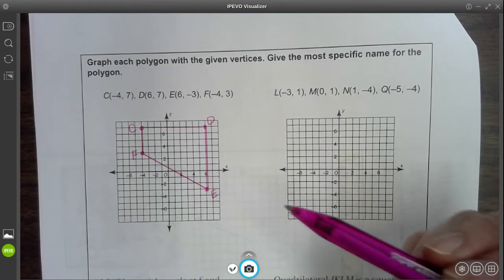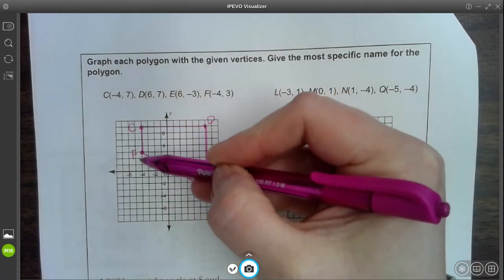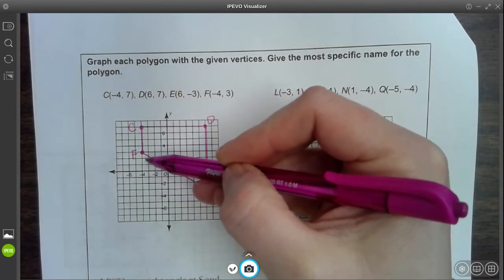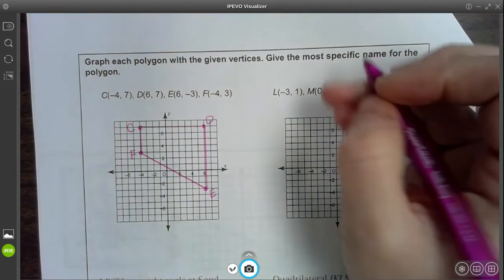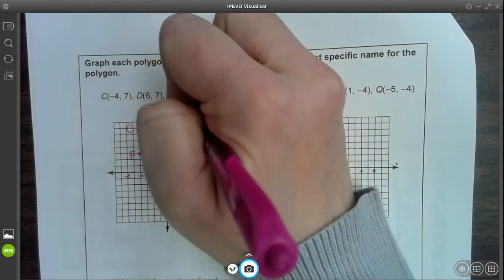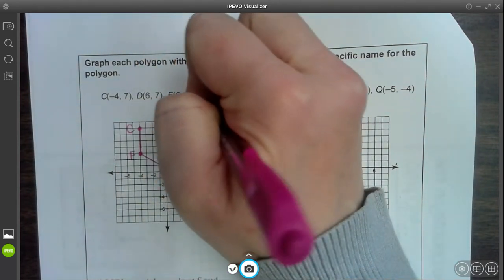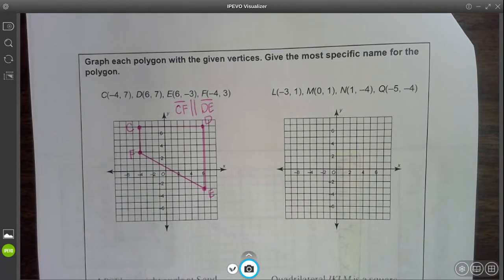So I do see here that side CF is a vertical line, and that has undefined slope. And then I also see that DE is a vertical line, and that has undefined slope. So segment CF is parallel to segment DE. That's probably the most special thing about this quadrilateral.